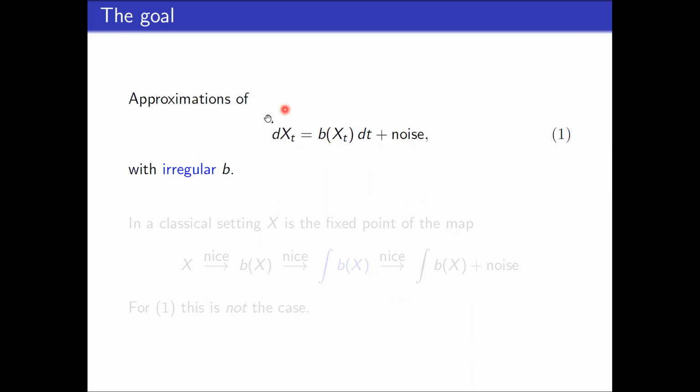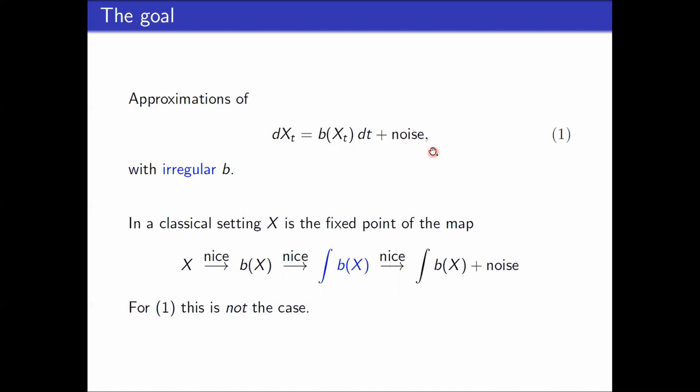So without the noise, this ODE needs basically locally Lipschitz b to have existence and uniqueness of solutions. But when you add noise, you need quite a bit less. And what we are interested in is the approximation properties of these equations. So how can you discretize them, and how well do discretizations, and in particular classically well-known discretizations, perform?